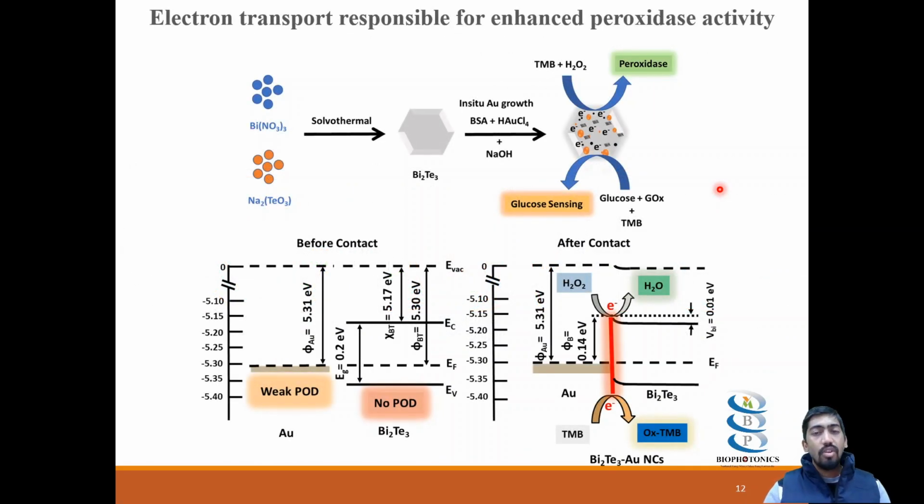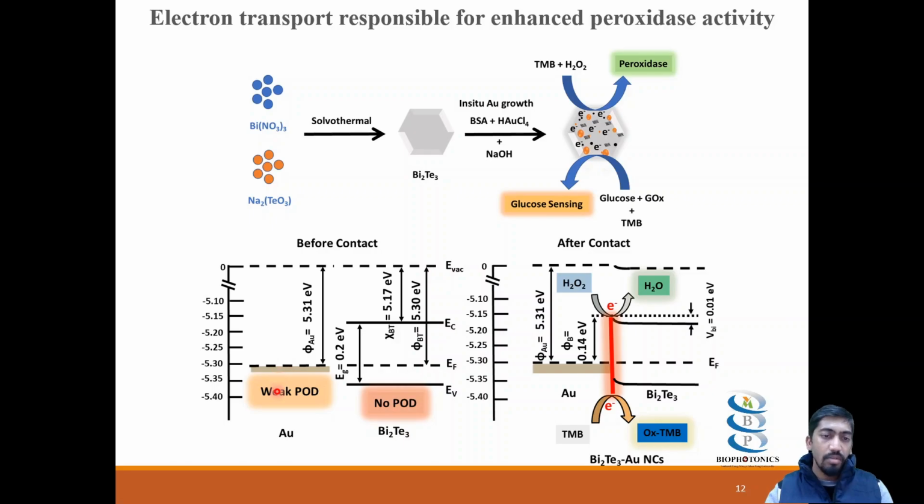So later, in order to know the mechanism of our enhanced peroxidase activity from the bismuth telluride gold nanocomposite, this is the schematic representation which I have shown before, and this is the actual reason why we have observed the enhanced peroxidase activity. So let's understand: there is a weak peroxidase activity because gold has its intrinsic nature of activity, so that's why it gives the peroxidase activity, whereas no POD was observed for the bismuth telluride.